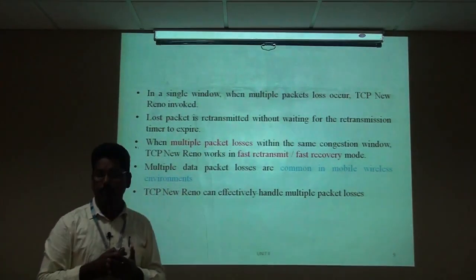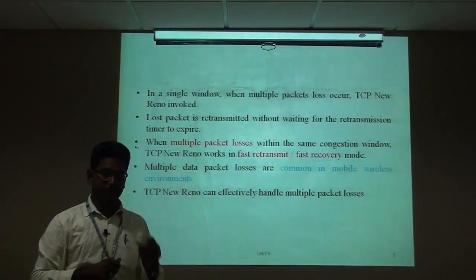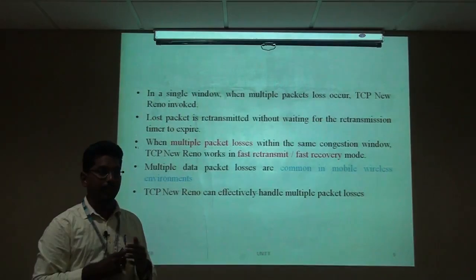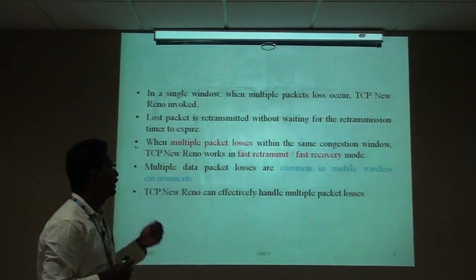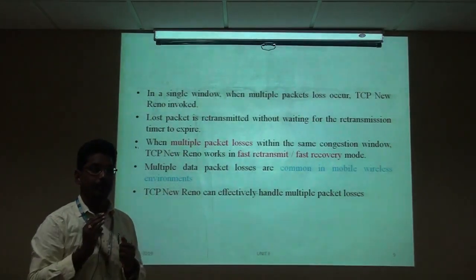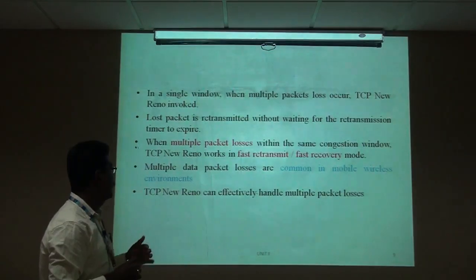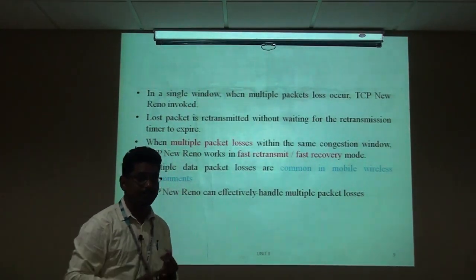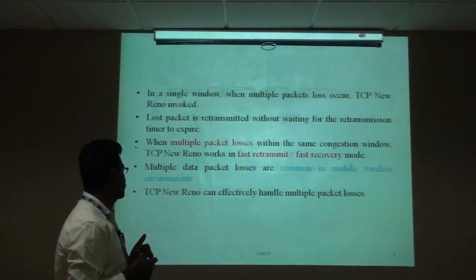Here we have two types of windows: single window and multiple window. If there is one loss in a window, then slow start is enough. If there are multiple losses in a single window, then we should have fast retransmission, and it will not be waiting for the timeout or the RTT confirmation. When multiple packets are lost, the fast retransmission, fast recovery process comes into action.